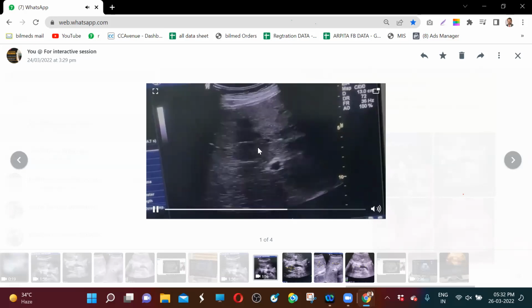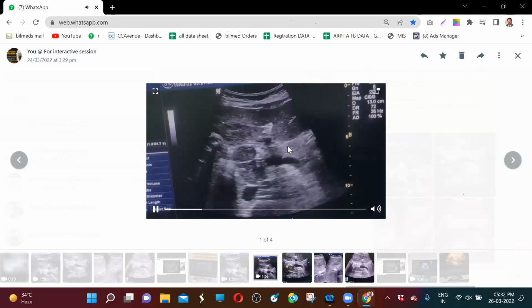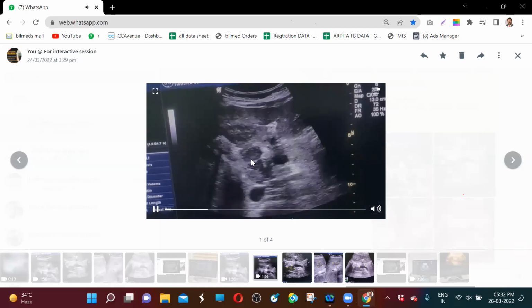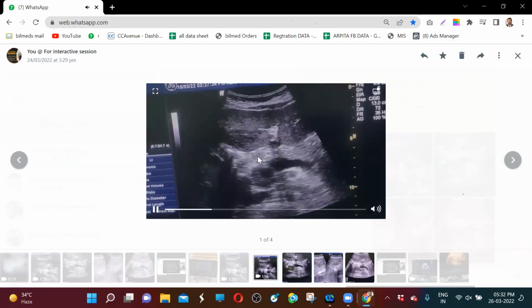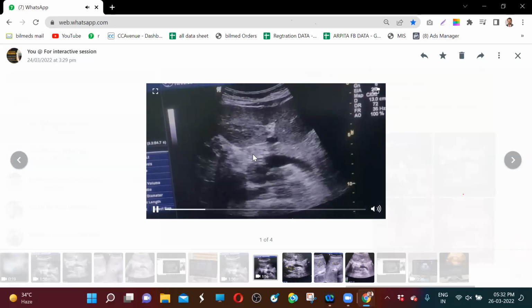Let me come back to this area. I will come back to this area. First of all, see this area. What do you think? What is here at the level of the pancreas? Lymph node. That is a lymph node, sir. This one, no? Yes, sir.